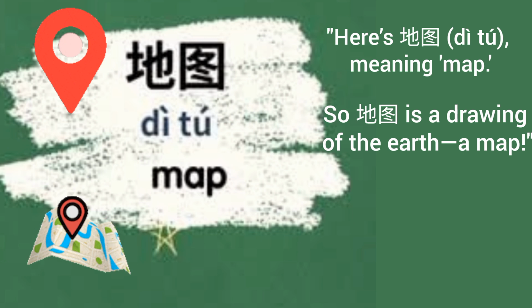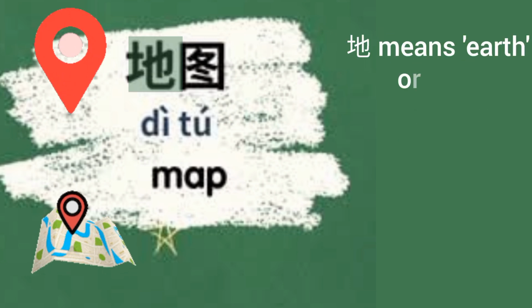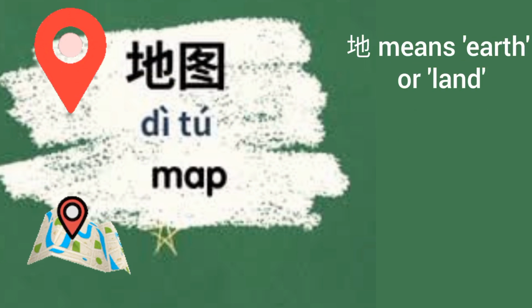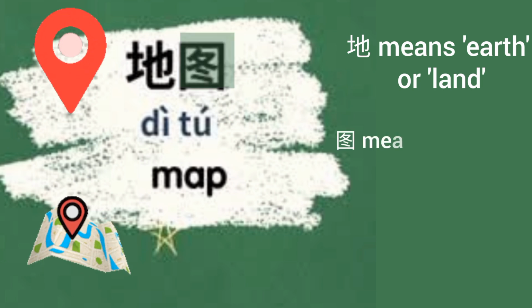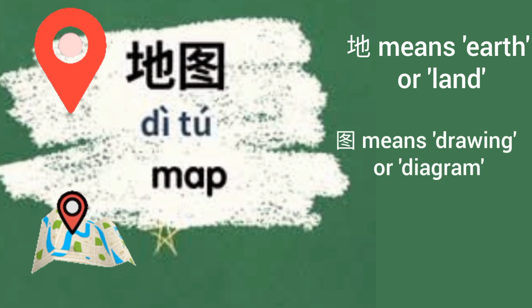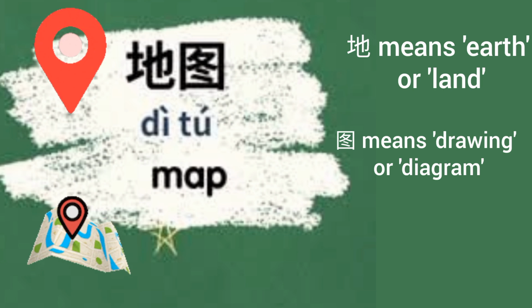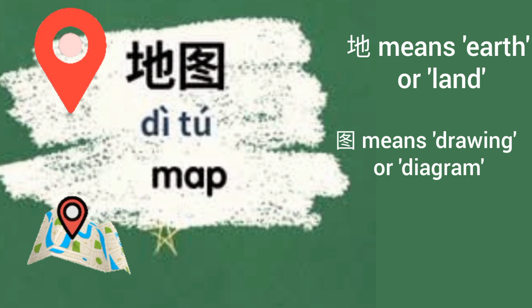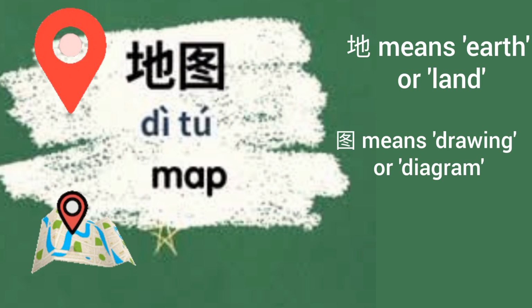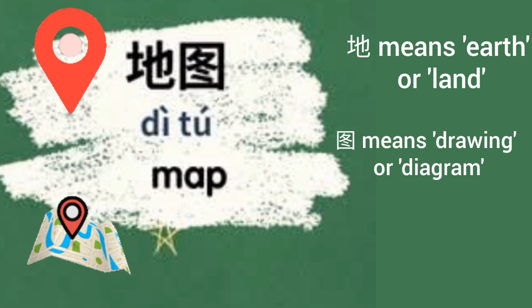First character is 地, it stands for land. Second character is 图, it stands for drawing or diagram. So together it makes 地图, map. Hope you learn it. Let's watch examples to learn it even more.